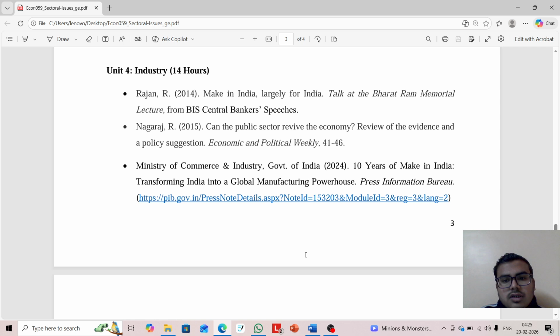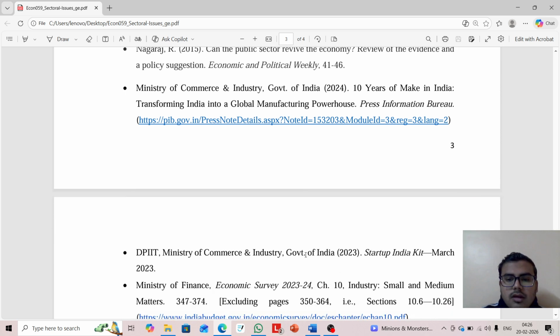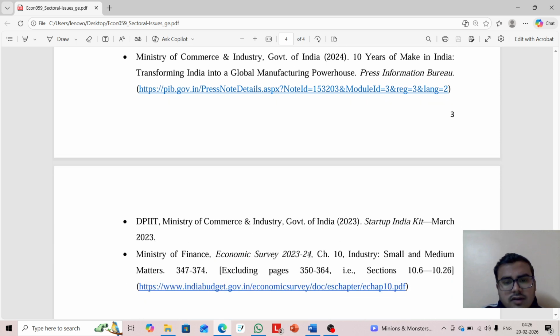And after that we study a paper by Ministry of Commerce and Industry, PIB, Press Information Bureau, 10 years of Make in India, transforming India into global manufacturing powerhouse. And after that we have some other two papers, one by Ministry of Commerce and Industry on Startup India Kit, March 2023, and Ministry of Finance Economic Survey 2023-24, Chapter 10 on Industry, Small and Medium Matters.